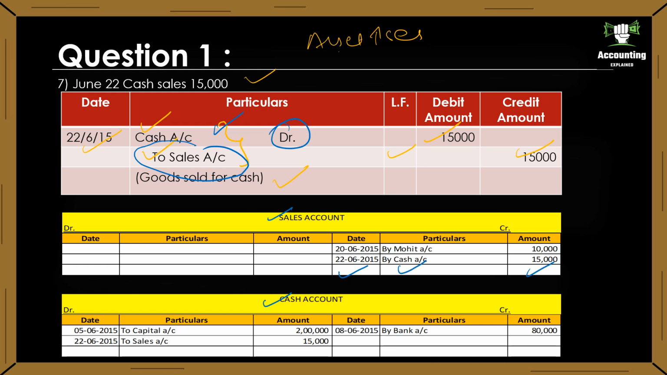Next, we will open the cash account. Opposite of cash account is what? Sales account. What you have done with the sales account? You have credited it. Now, in the cash account, you are going to debit it on 22/6/2015 to sales account 15,000 rupees.